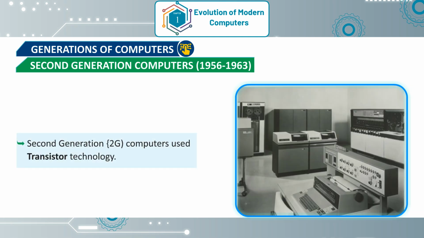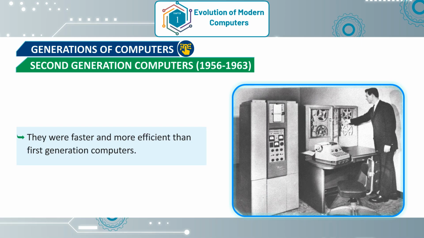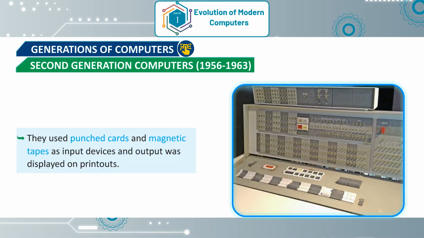Second-generation (2G) computers used transistor technology. These computers were smaller, consumed less power, and were less expensive than the first generation. They were faster and more efficient than first-generation computers. Second-generation computers had larger storage capacities. They used punched cards and magnetic tapes as input devices, and output was displayed on printouts.